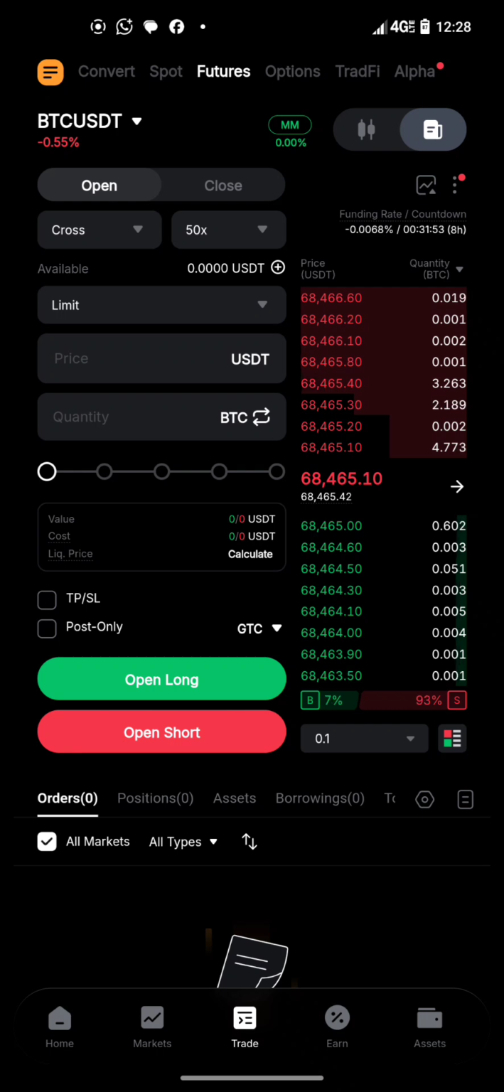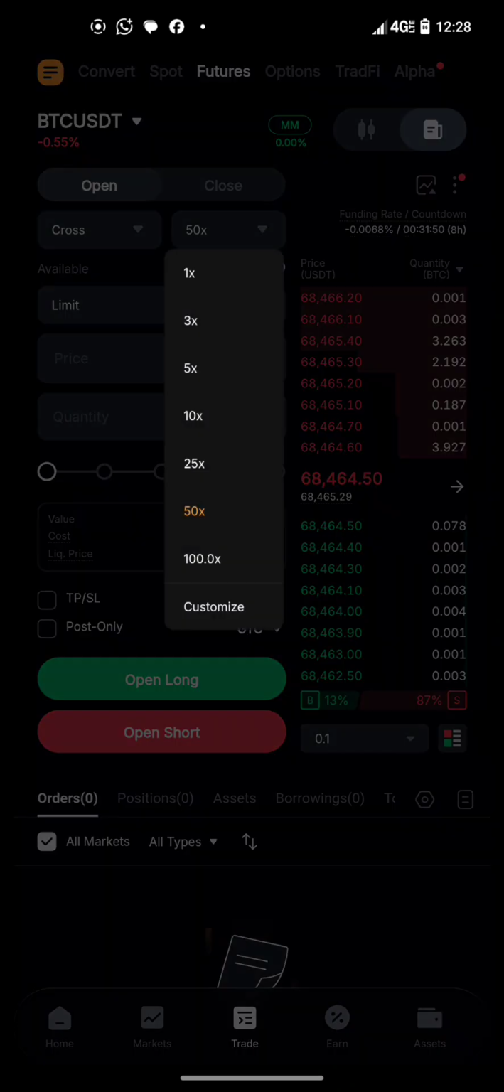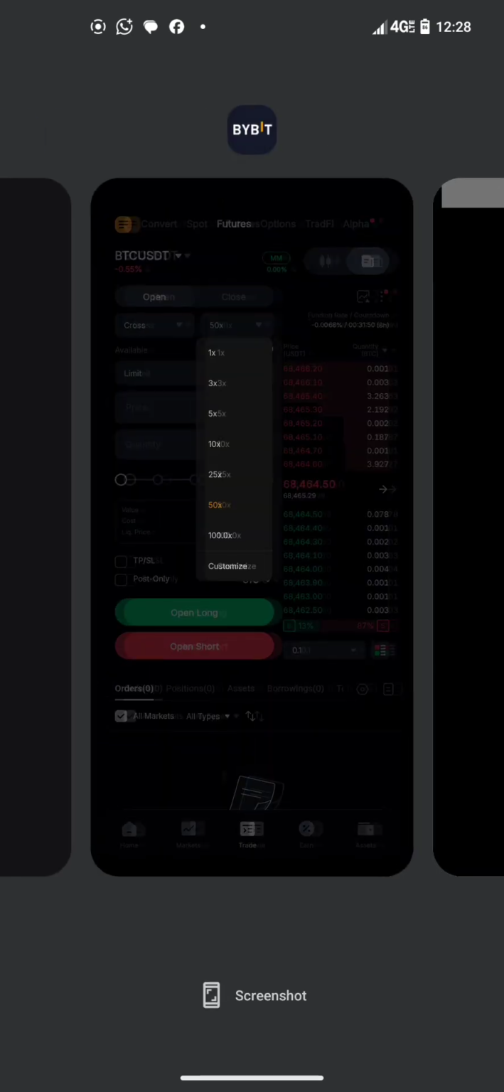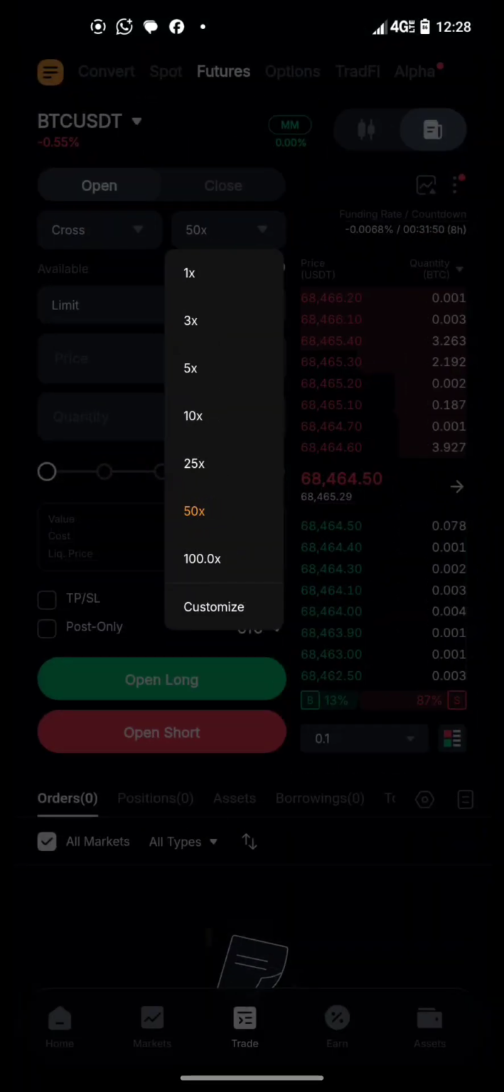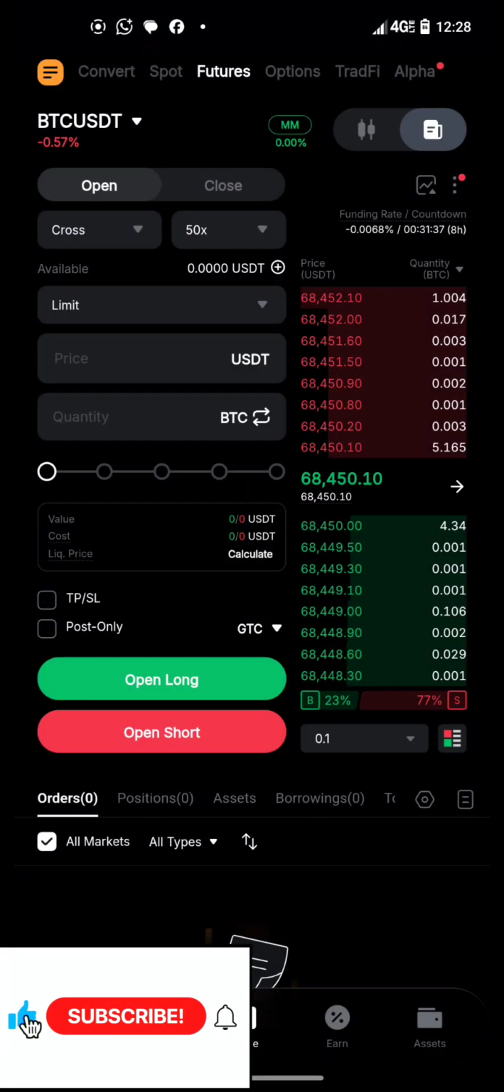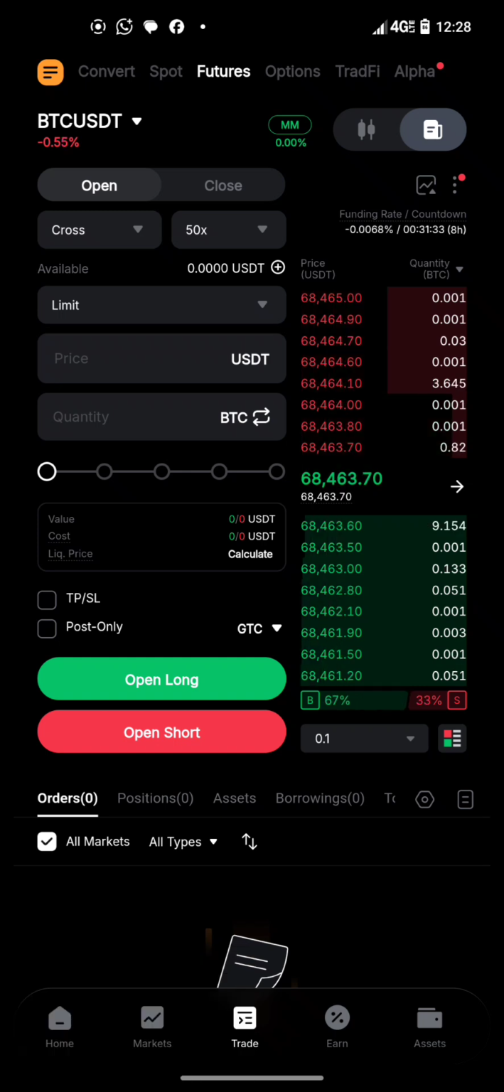Now the next thing we have here, I showed you this is the leverage. You can increase it when you click on this. You can see we have 1x, 3x, 100x. Then we have customized, so you can customize what you want. The more the leverage, the faster you can make money, and also the faster you can lose money.